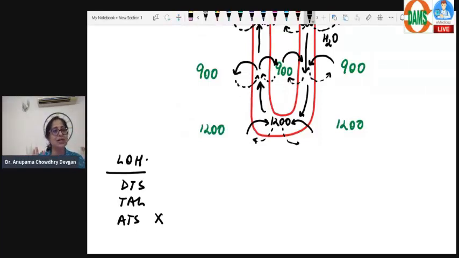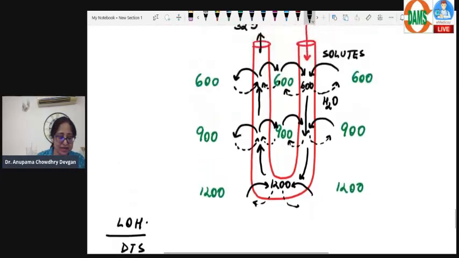Yes, it is involved in urea cycling, but urea cycling is not countercurrent. Countercurrent is the differential permeability of the two limbs of the loop of Henle. Descending thin segment for water, thick ascending limb for solutes, more absorption of solutes from the thick ascending limb. Okay? All right.